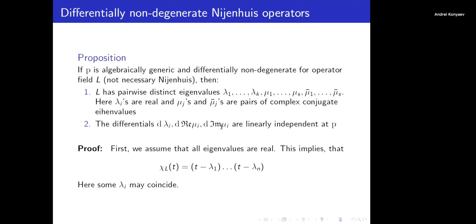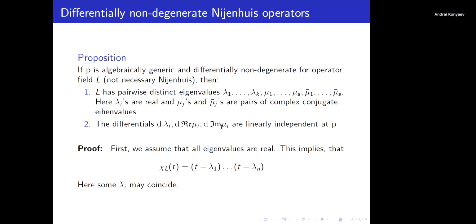This proposition says that it doesn't matter if your operator is Nijenhuis or not. What matters is that if the coefficients of its characteristic polynomial are functionally independent, then the geometry in the algebraically generic case is the same as we have discussed, exactly what we had before. We had real above and complex below, and here, because the dimension is higher, you have mixed geometries where you have some real eigenvalues and some complex.